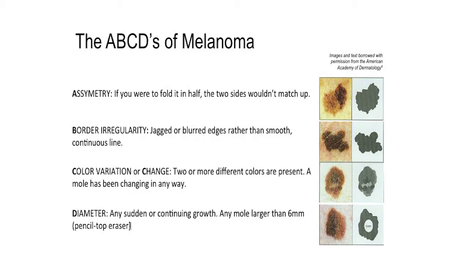A stands for asymmetry, where if you were to fold the lesion in half, the 2 sides wouldn't match up. B stands for border irregularity. The borders are jagged or blurred rather than smooth. C stands for color variation, where you have 2 or more different colors, or also change when something has been growing rapidly in size. And D stands for diameter, and if the lesion is larger than 6 millimeters, that's something to worry about. And this is a pencil top eraser, and that's generally 6 millimeters.